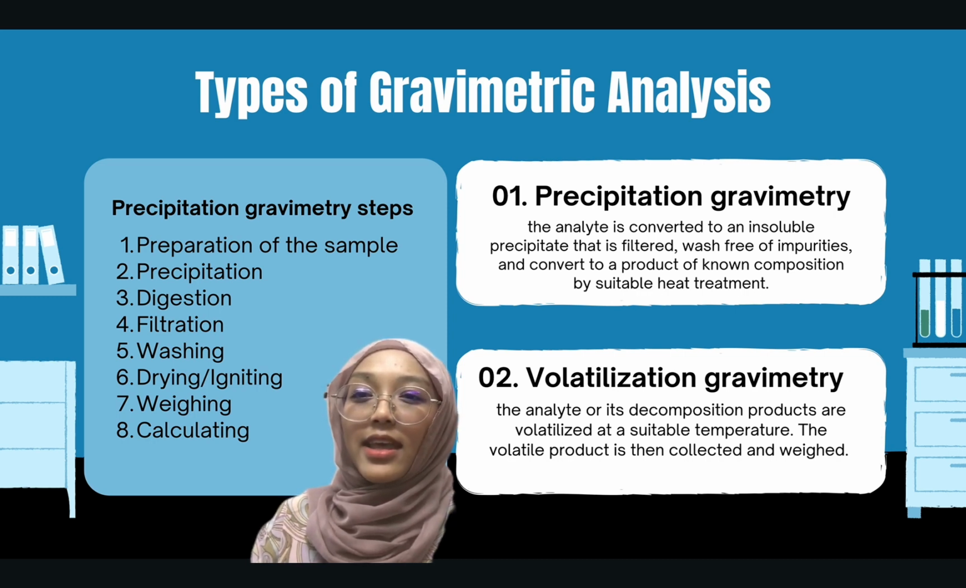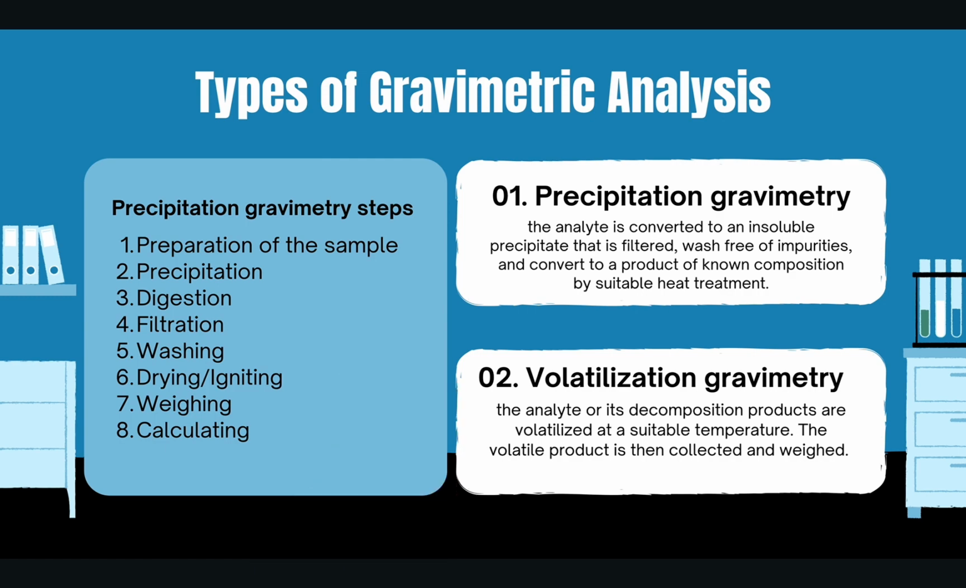Next is the volatilization gravimetry. In this method, the analyte or its decomposition products are volatilized at a suitable temperature. The volatile product is then collected and weighed.